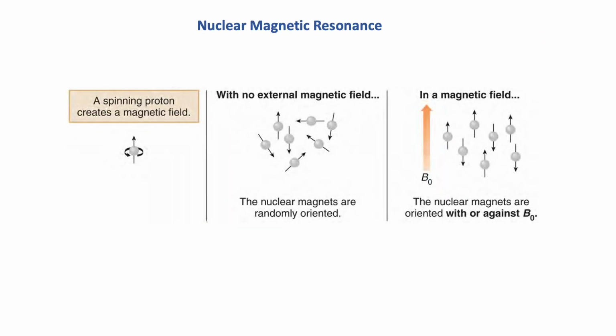The theory behind NMR comes from the spin of a nucleus, which generates a magnetic field. So, without an external applied magnetic field, the nuclear spins are in random directions, as you could see here. But when an external magnetic field B0 is present, the nuclei either align themselves with or against the external magnetic field.